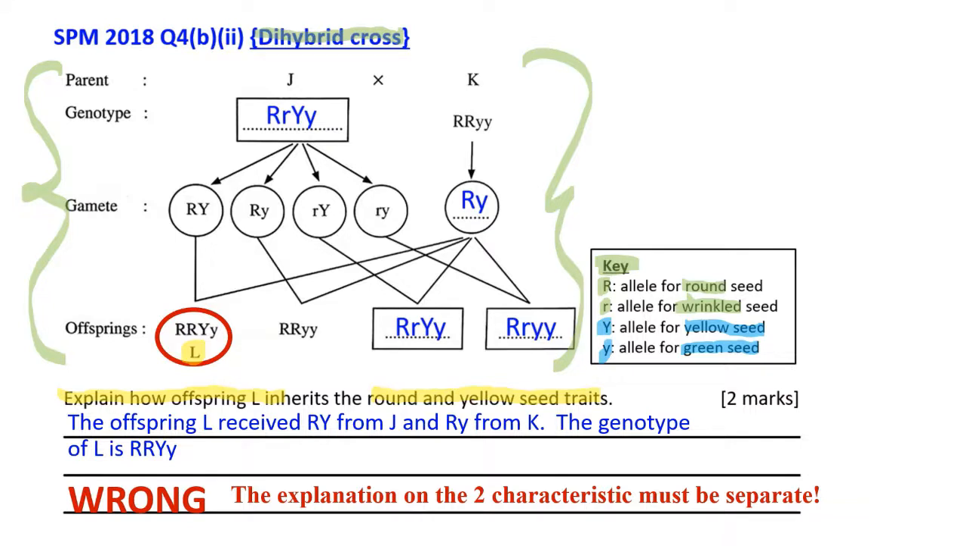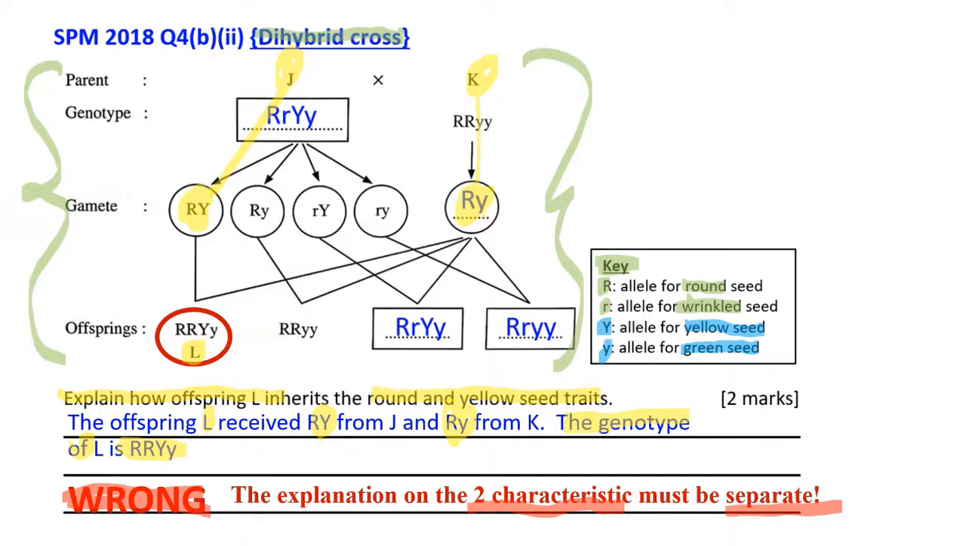The answer here: offspring L receives RY from J, and then big R and a small y from K, and the genotype of L is big R, big Y, small y. This answer is wrong because we need to explain the two characteristics separately.